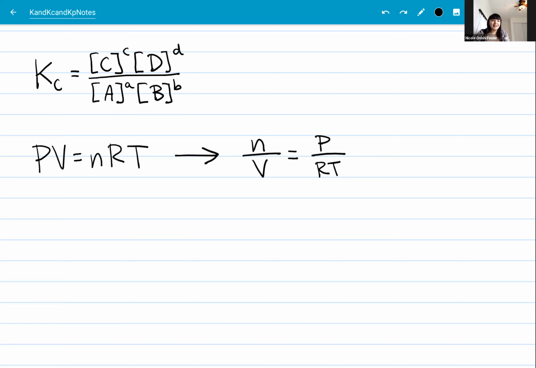But that can be really time consuming if there are many products and many reactants, and frankly, we don't have to. Instead, we can use Kp, the equilibrium constant of pressures, which looks just like our previously shown Kc, but with partial pressures instead of concentrations. Note here that pressures must be in units of atmospheres.